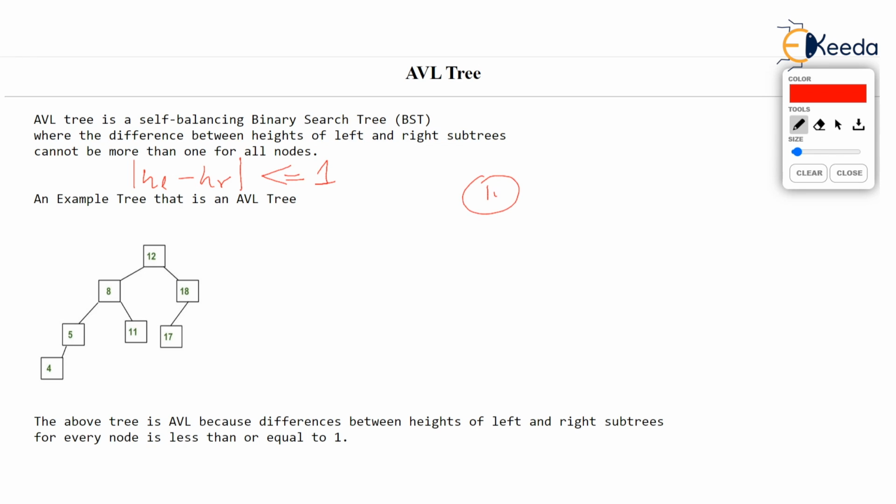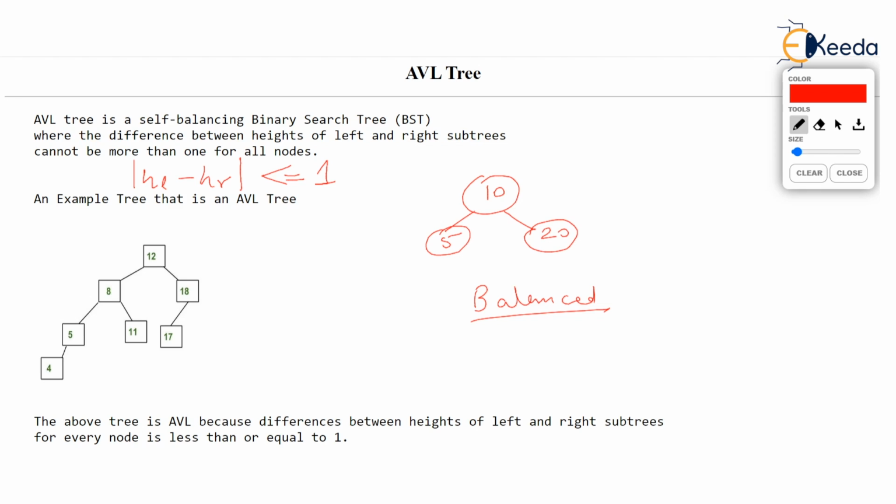Suppose I have a tree like this, a very small tree. This is a binary search tree, because the less than, greater than rules are preserved. Now, is this tree balanced? Is this a balanced binary search tree? Yes, it is balanced, because every node in this binary search tree obeys the rule that the difference between the left height and right height can be at most 1.